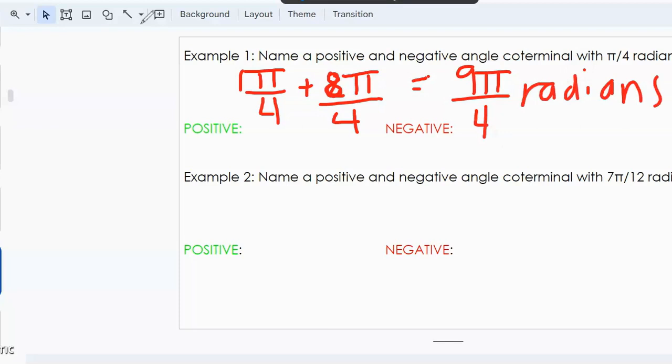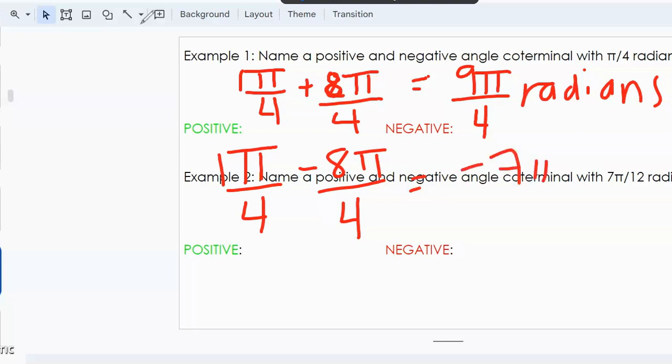Now to get a negative coterminal angle, we're going to do the same thing, but instead of adding 8 pi over 4, we are now going to subtract 8 pi over 4. Once again, I've been putting a coefficient in front to make it a little bit easier. So 1 minus 8 is going to give me negative 7 pi over 4 radians. And again, just like we did with degrees, you could keep adding or subtracting as many times as you want. These are not the only answers. You could add a second time, a third time, a fourth time, so on and so forth.